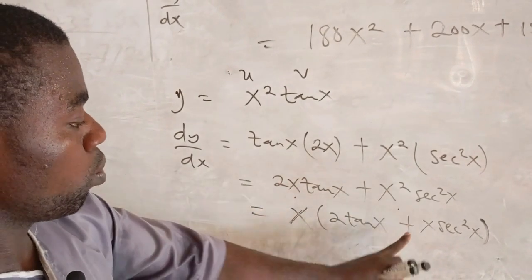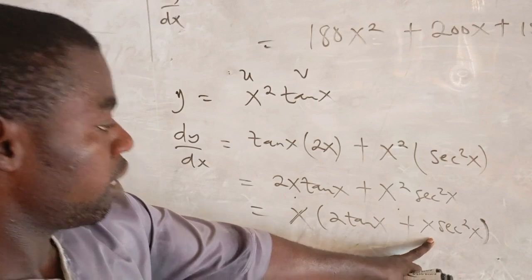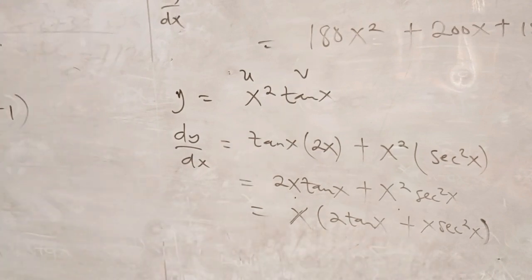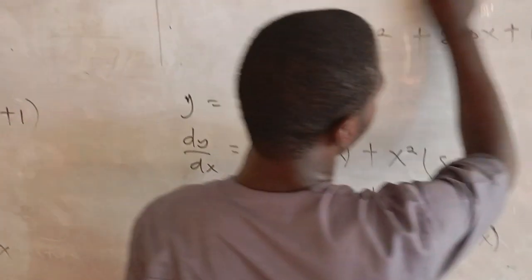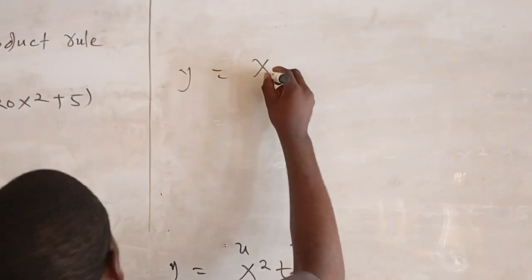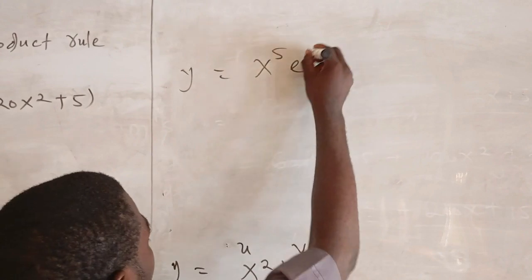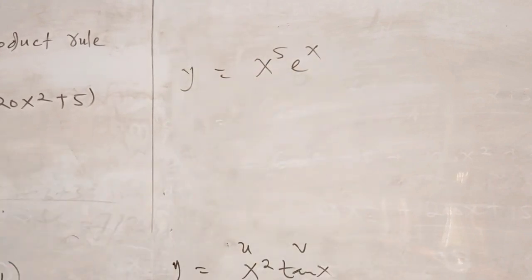Removing x from here, we'll be left with one of the x, right? Yeah, that's true. So we can go on to look at the two other questions. So I'm going to clean here to x raised to the power of 5 e raised to the power of x, right?